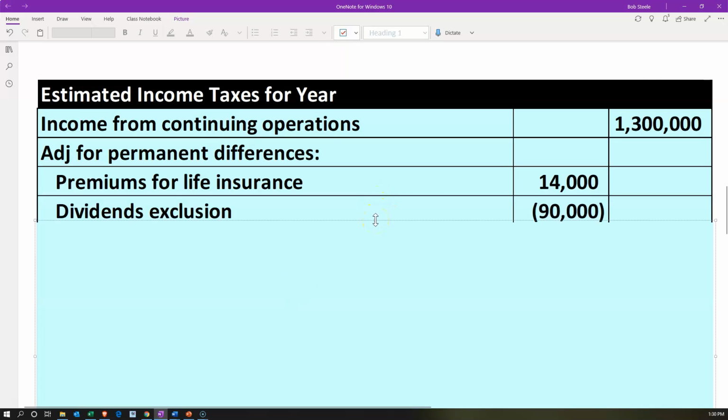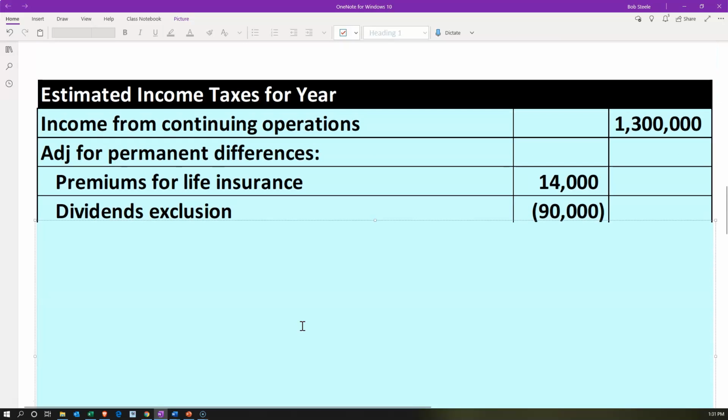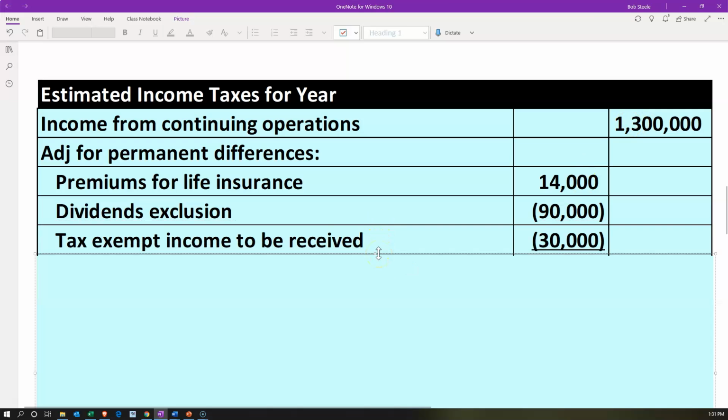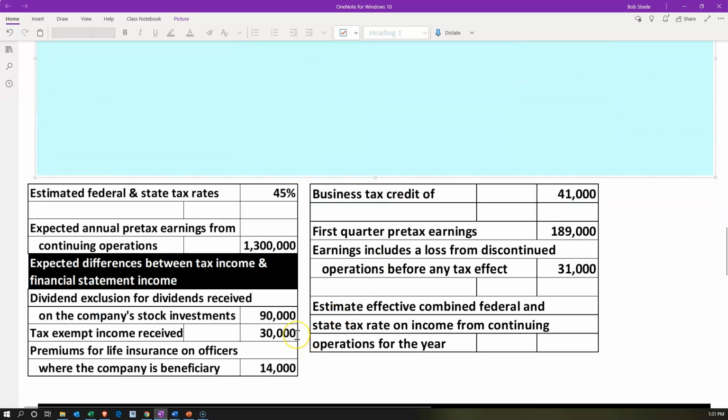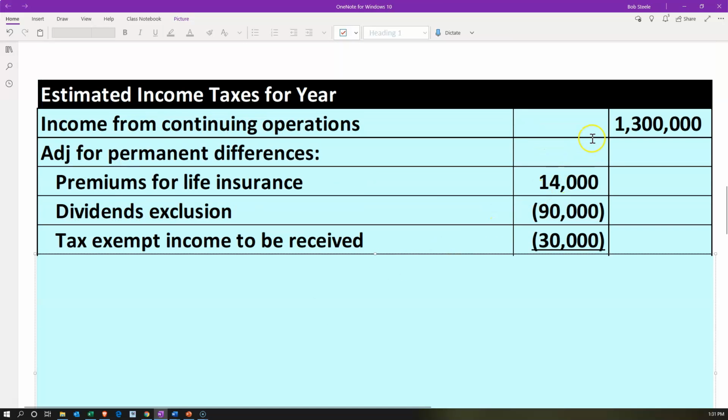Then we have the dividends exclusion. Once again, down here, we see in our data, we had dividends exclusion for dividends received on the company's stock investments. That is going to be an item that we're going to have to subtract back out because it's not going to be included in income for taxes. So it's included in this number as income, but not for taxes. We're going to remove it. Then we've got the tax exempt income. Once again, if we scroll back down, we had tax exempt income down here as we're projecting out that part of the income in this 1,300,000 will be tax exempt income. And therefore, for tax purposes, we're going to remove it, decreasing that amount.